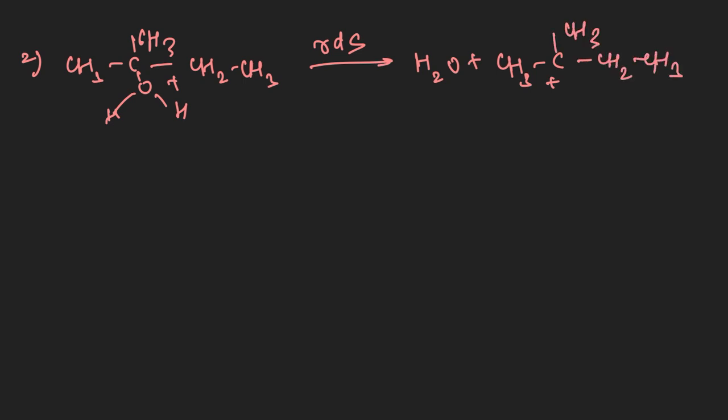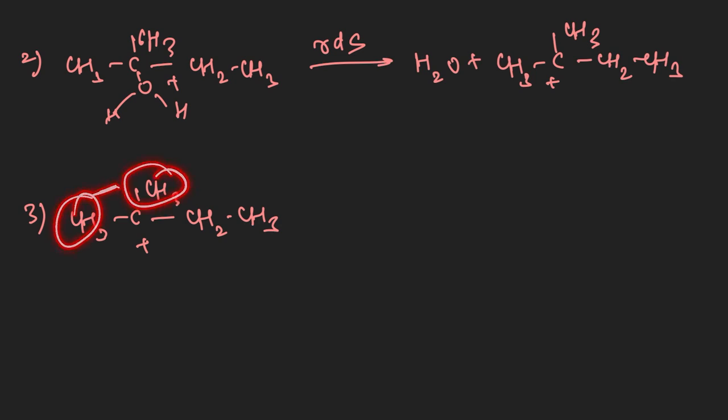Third, we have this compound CH3, CH3 plus, CH2 and CH3. Now this carbon has 3 hydrogens near to it: 1, 2, 3. It has 3 hydrogens, 3 types of hydrogen. Although we can say it is 2 types of hydrogen because these two are the same, but this hydrogen is different. So next, what happens? Elimination will happen. We keep providing energy to the reaction, then elimination will happen. Then CH3, CH3.